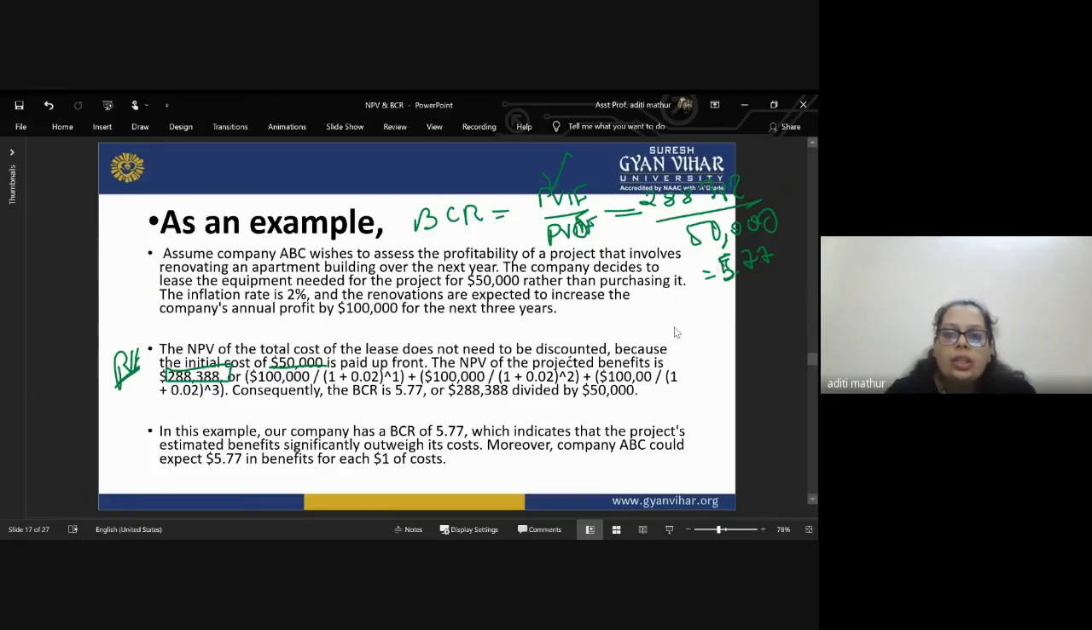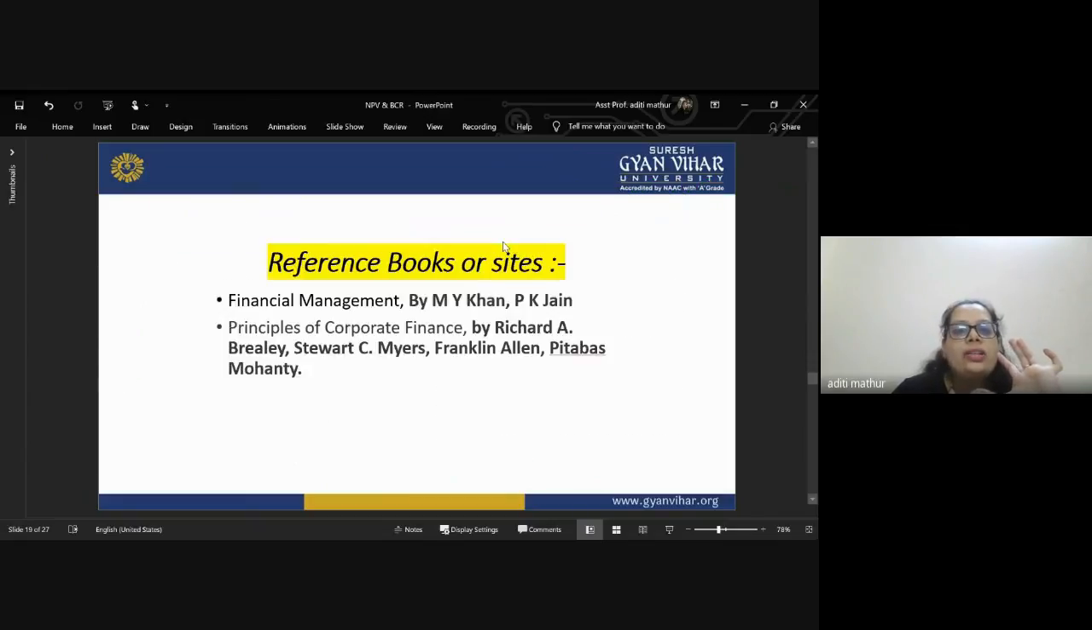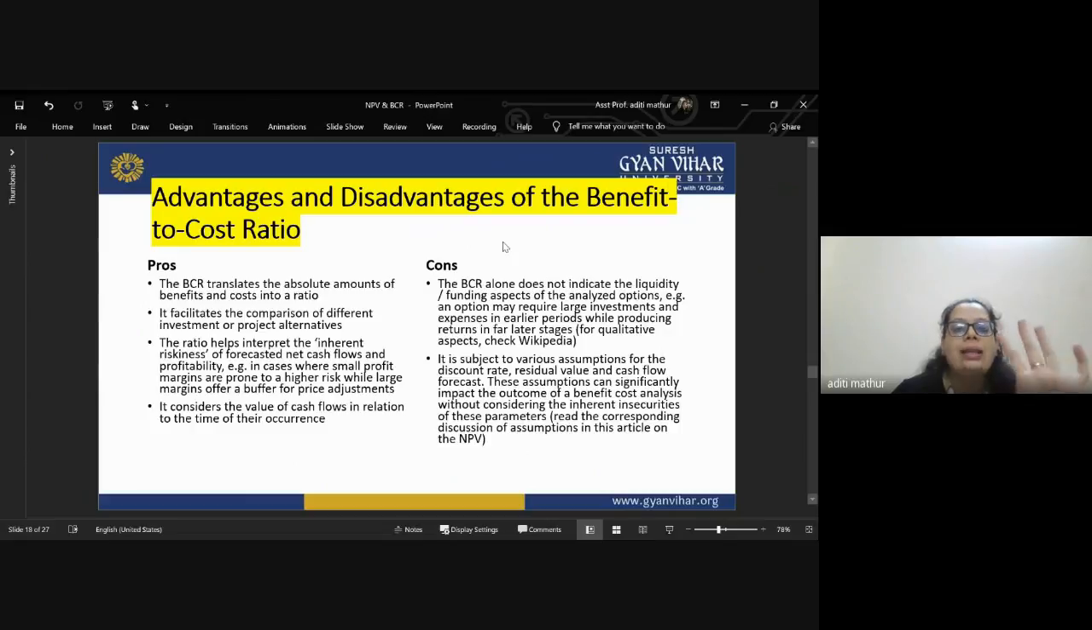Because it is greater than 1, you will accept the project. The project will be accepted because it is significantly above the standard, that is above 1. The calculation of the present value is done the same way we did it in the NPV method, so that's why I've skipped this in this example. Let us first understand the advantages and disadvantages of the benefit to cost ratio, that is your BCR, and then we will continue with the example, right?